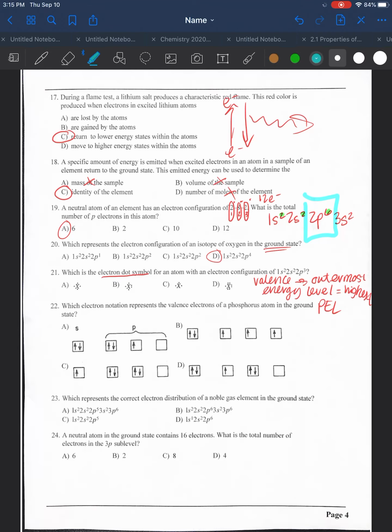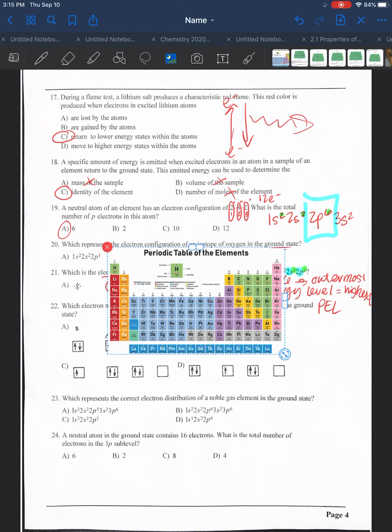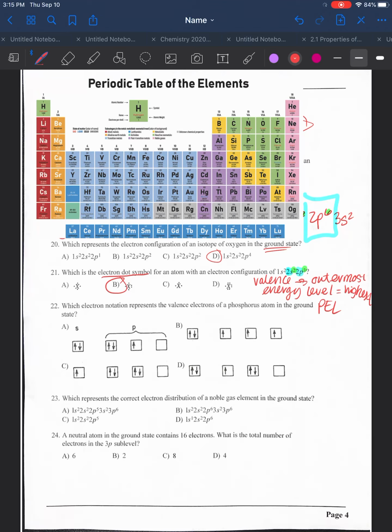So when looking, the highest in this case is 2. But we have 2 sublevels that give off electrons. So our total really is going to be 2 + 3, which is equal to 5. So which represents 5? B. And also, I'm going to pop this up here for a second. If we think about the periodic table of elements, what element is this? If we count up the electrons, you should get 7 electrons, which means its atomic number is 7. We are dealing with nitrogen then.